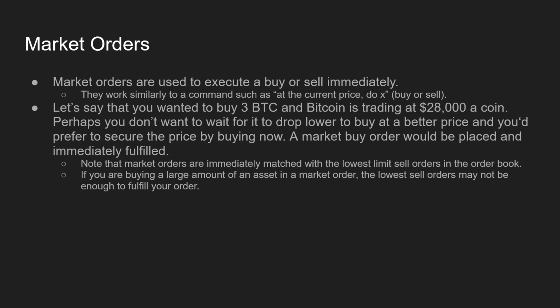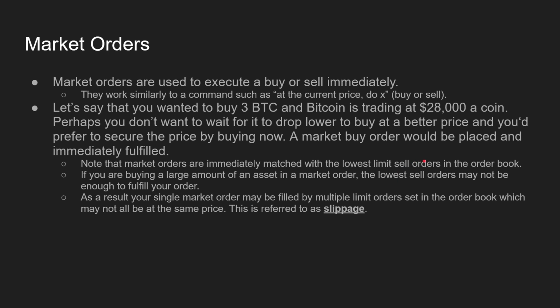So if there's not enough people selling at that given price that you want to market buy, you might see some fluctuation in the price because it's going to go from that lowest sell order and jump up to the next one. As a result, your single market order may be filled by multiple limit orders set in the order book, which may not all be at the same price. This is referred to as slippage. We're going to take a look at a couple different order books in the next few slides, so we can better visualize this example.